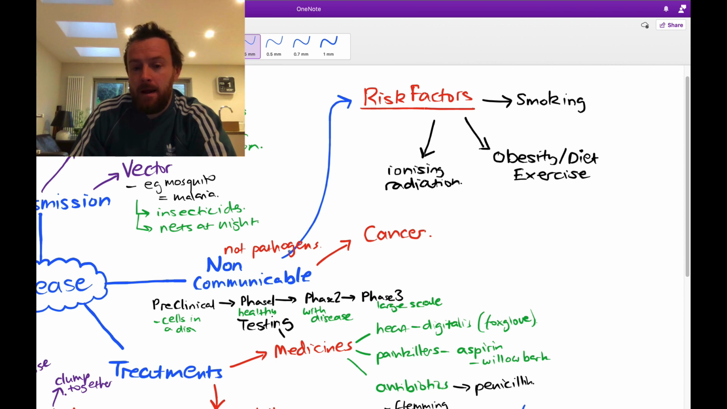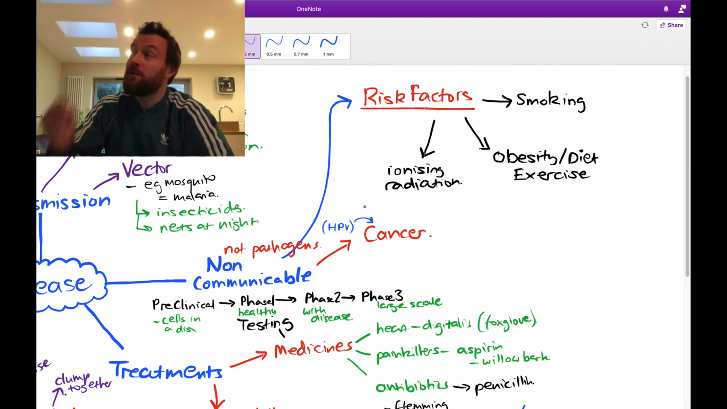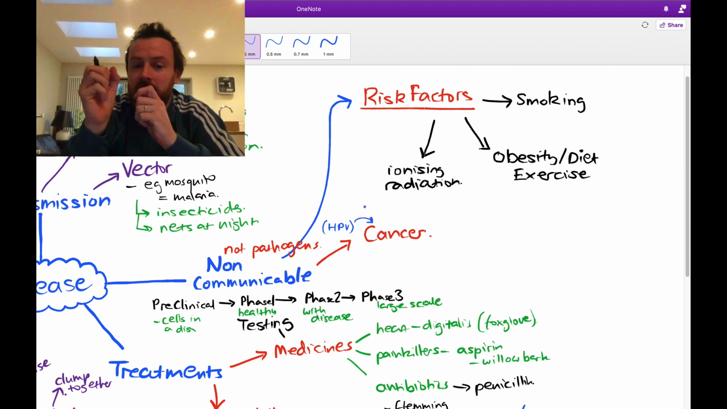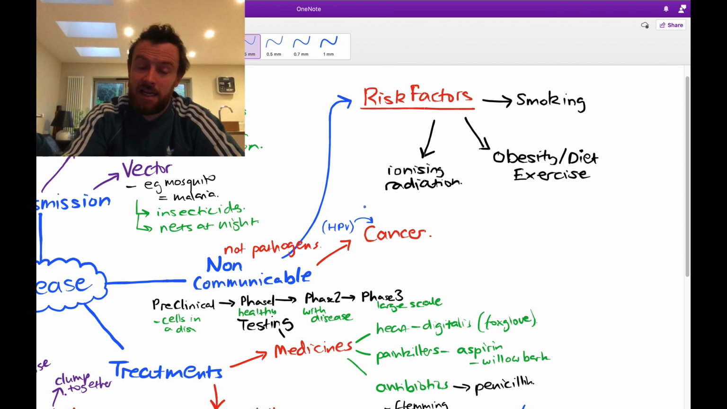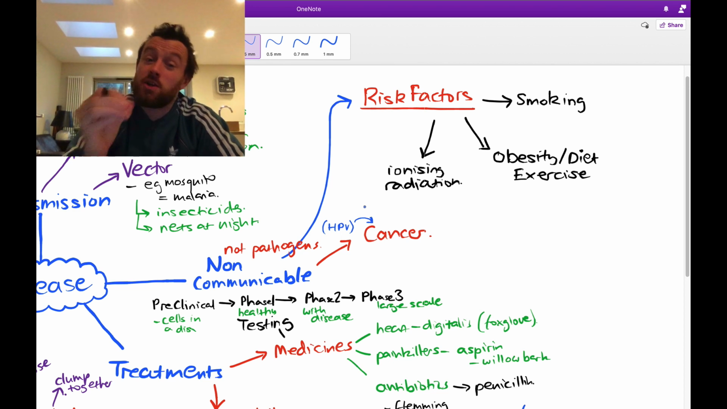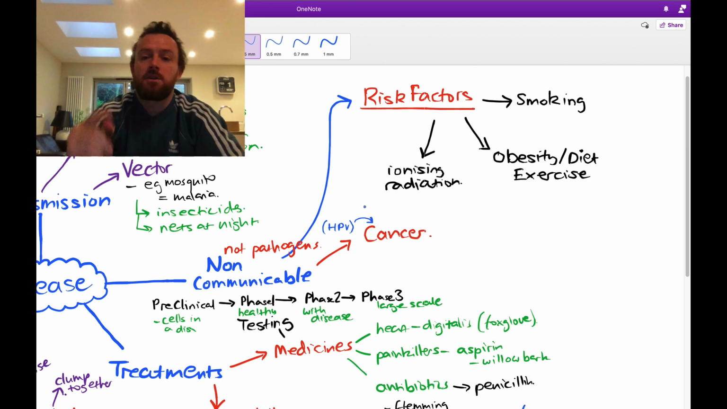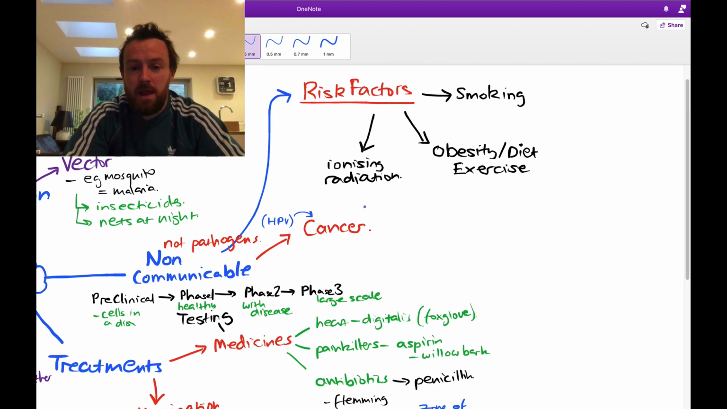So I put here not pathogens, but I'll just put in brackets next to that. HPV is a virus that can lead to cancer. It's not that the virus is cancer, it's that the virus causes changes in the cells that later on can lead to cancer. So it's not a disease caused by the pathogen, it's kind of linked to. So that's just the one exception. Right, let's look at those risk factors a bit more.